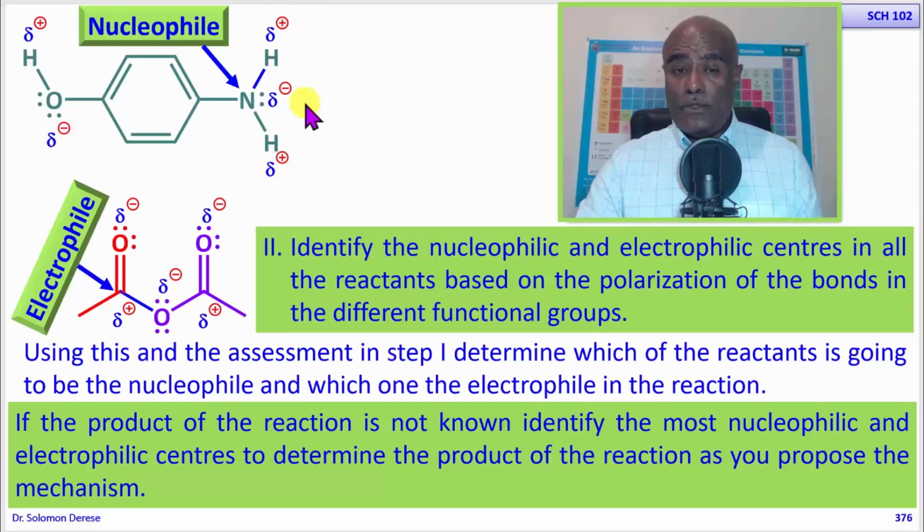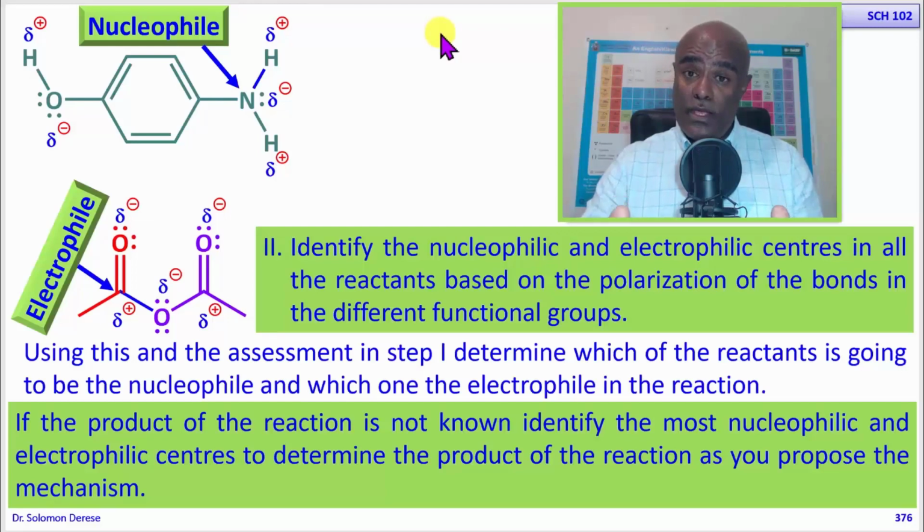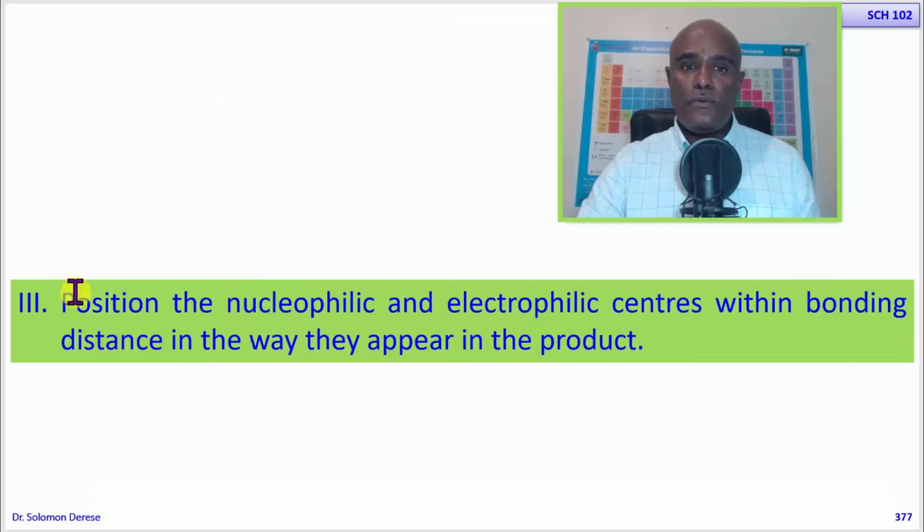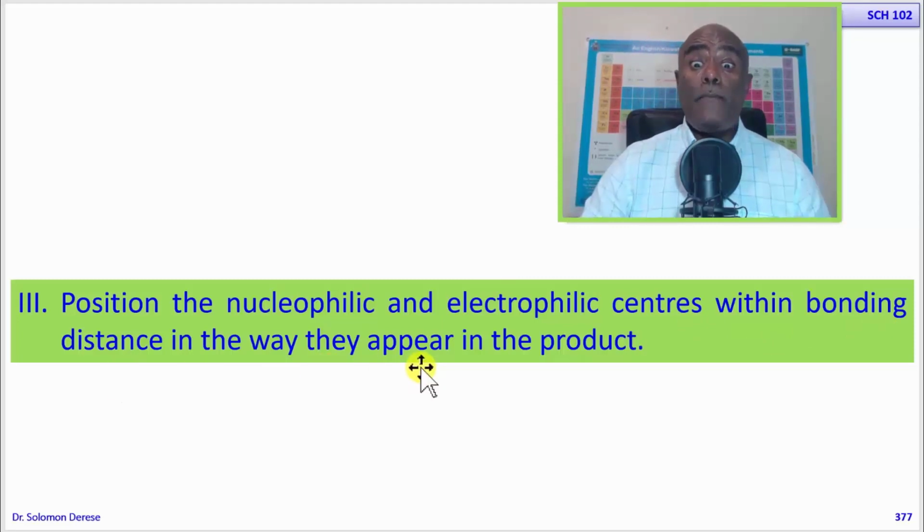So now, coming back to our reaction, in this particular case, we now know this is the nucleophile and this one is the electrophile. Since these are oppositely charged species, they will attract one another based on the Coulombic force of attraction. In order for them to form a bond, they attract each other and come close to a bonding distance. So the next step is to position the nucleophilic and electrophilic centers within bonding distance in the way they appear in the product.